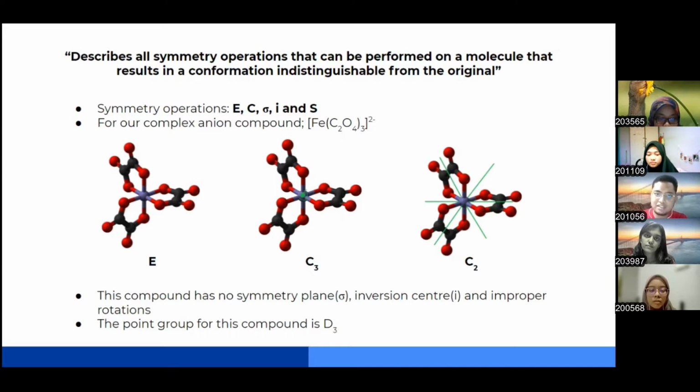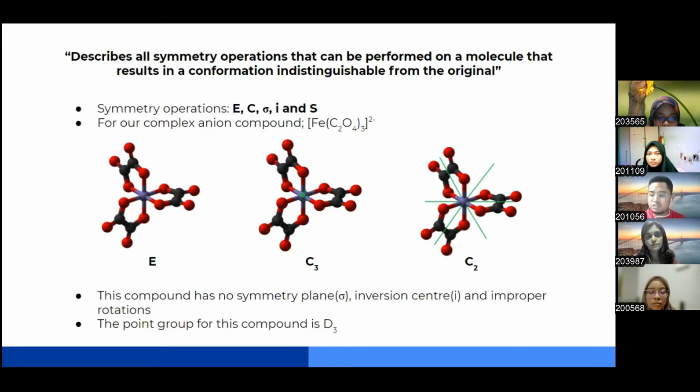i, which is an inversion center or a center of symmetry, where the molecule can be inverted and still look the same. And S, which is an improper rotation axis, where the molecule can be rotated and reflected and still look the same as the original.